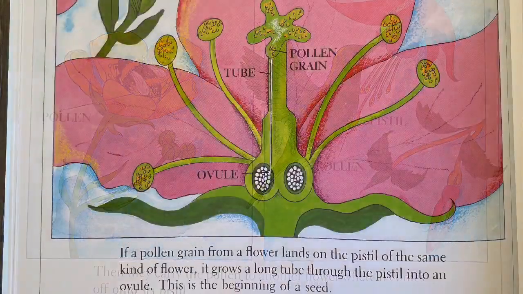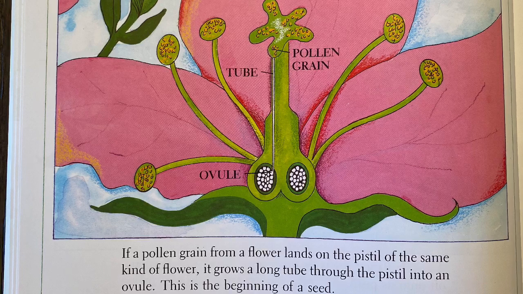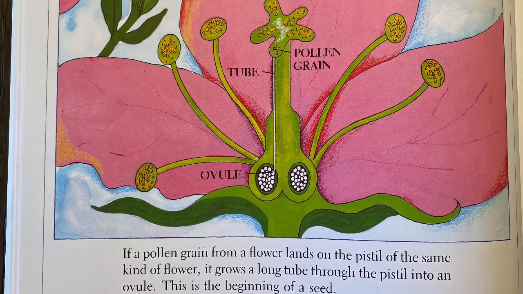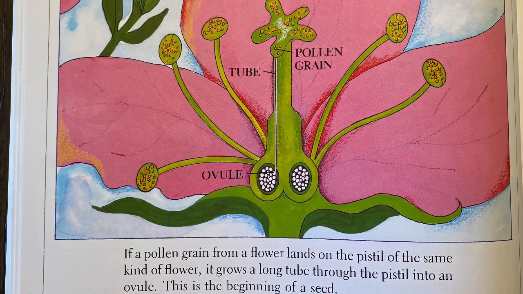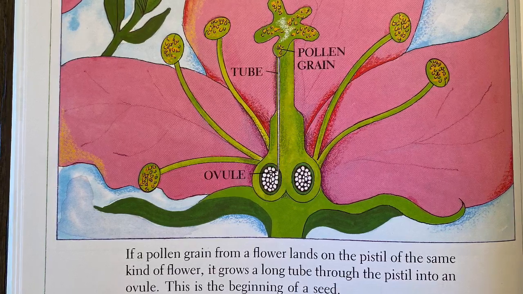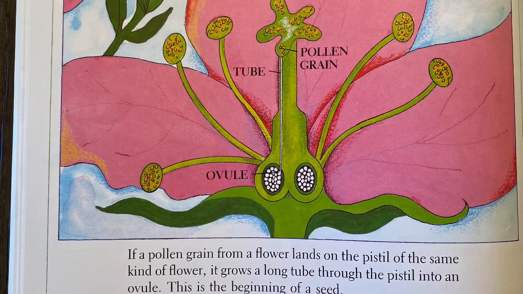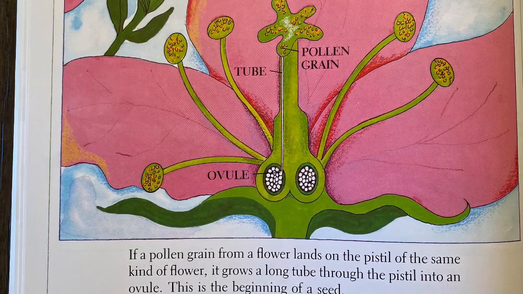If a pollen grain from a flower lands on the pistil of the same kind of flower, it grows a long tube through the pistil into an ovule. This is the beginning of a seed. And we can see in our picture the pollen grains, the tube, and the ovule.